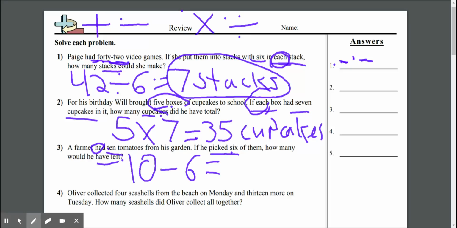And this is one of the 2 subtraction problems that I talked about. The other one that we're going to talk about is going to be a little different, but this one is more straightforward. So 10 minus 6, I'm going to end up getting 4. But remember labeling. So 4 tomatoes.